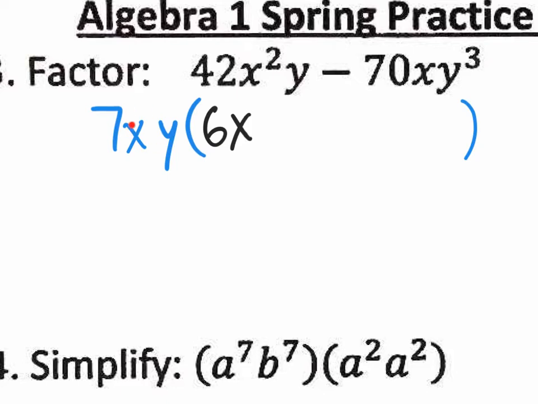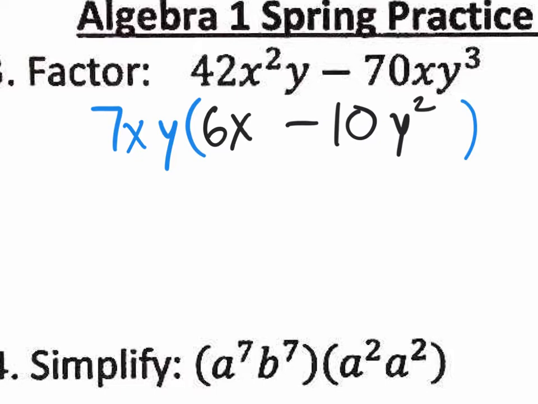And then 7xy times what will give us a negative 70xy to the third? So 7 times what is negative 70? Negative 10y squared. Negative 10, and one step at a time. So x times 1 is x. Y times y squared is y to the third. So let's put a y squared right there.